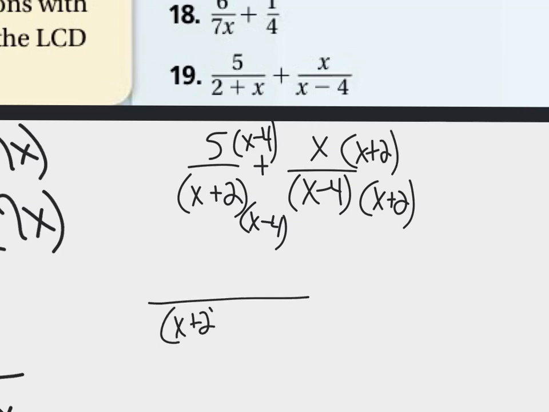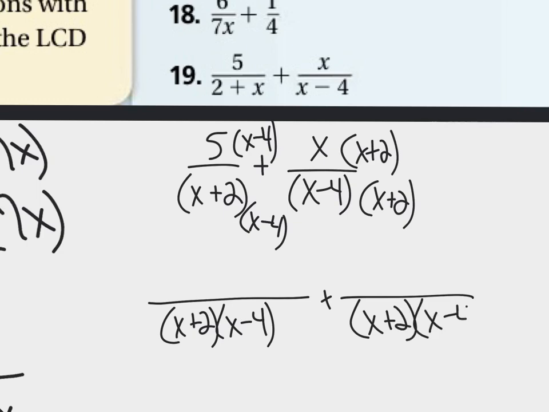And again, if you want to, you can just combine that into one fraction. The second denominator I'm just rearranging just so they look the same. Commutative property, we can change the order as x plus 2 times x minus 4. If you distribute the first fraction, that'd be 5x minus 20. And the second fraction, that would be x squared plus 2x.